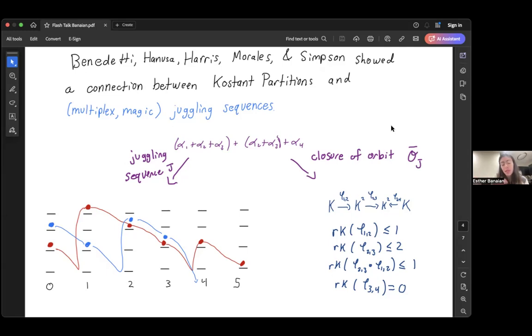And then this picture is implying how you could go from a Kostant partition to either a juggling sequence or the closure of an orbit. So for the juggling sequence, each positive root that appears gives you a throw, where the smallest index tells you when you throw. And if you add one to the biggest index, that's when you land.